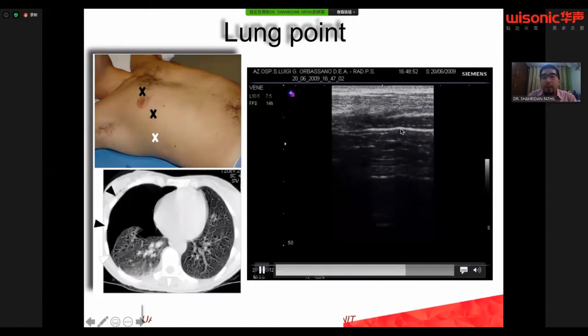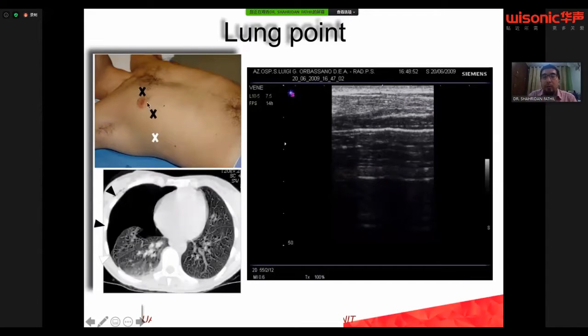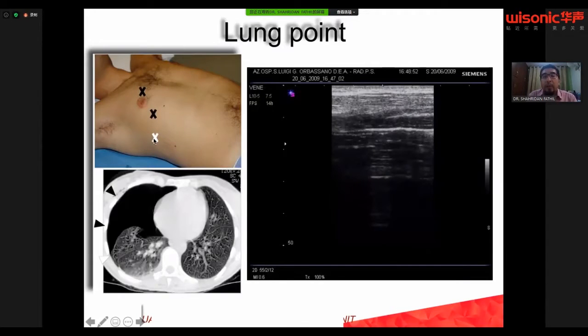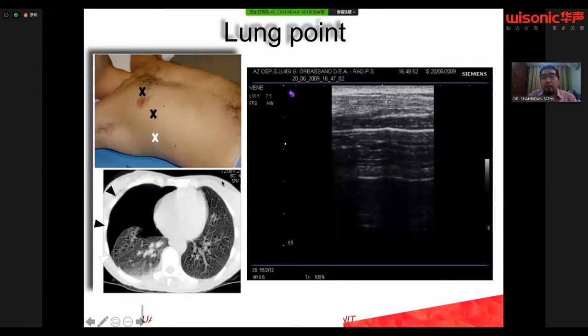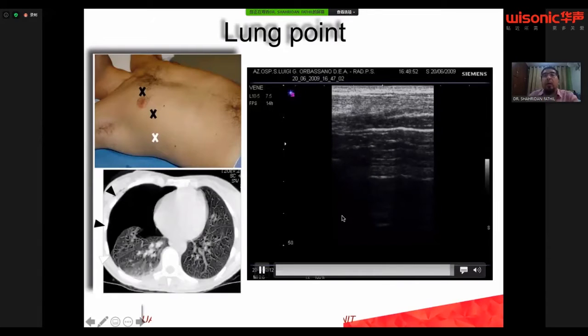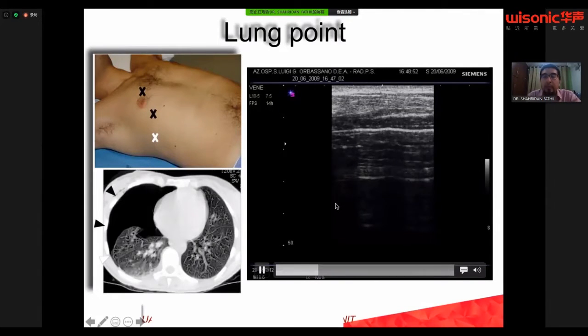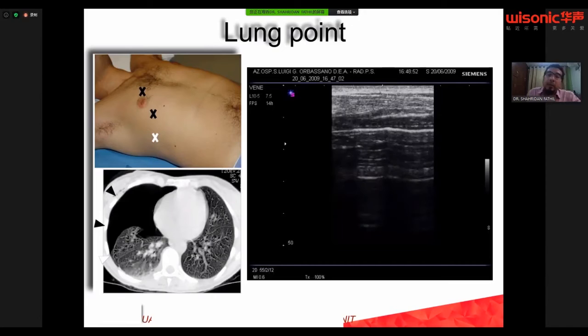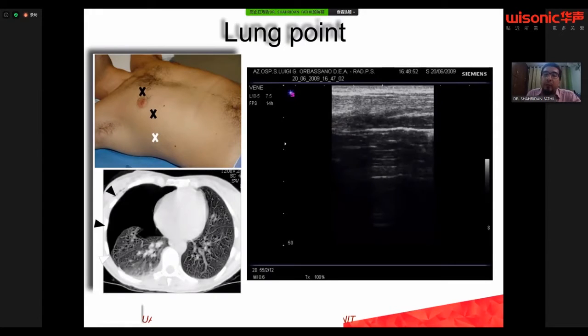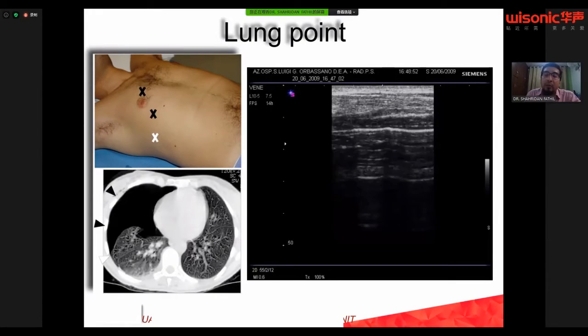So if you find this somewhere a bit more posterior, you can confirm that there is actually a moderate or a big size pneumothorax. So I've actually used this to diagnose pneumothorax, and this you can do real time without even waiting for the chest X-ray to be done.